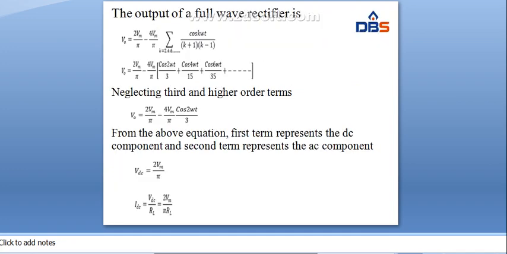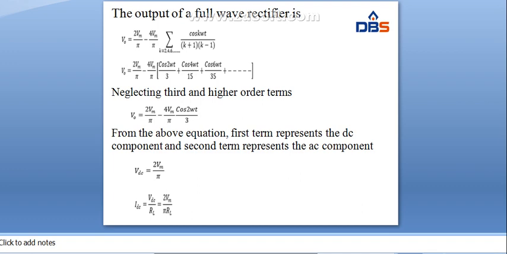See here, the output of a full wave rectifier is V naught equal to 2 Vm by pi minus 4 Vm by pi times cos 2 omega t by 3 plus cos 4 omega t by 15 plus cos 6 omega t by 35, and so on. It is the output of a full wave rectifier expressed as a mathematical expression.